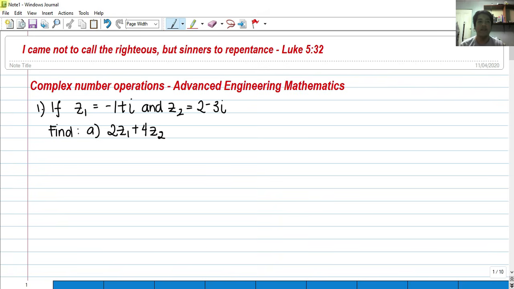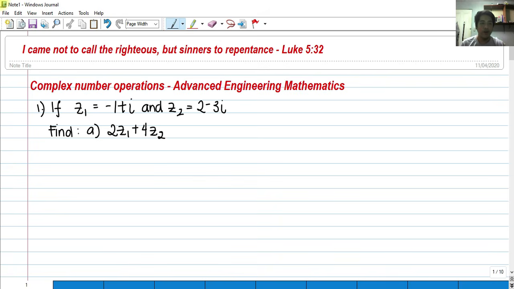So let's get started. A quick review of what a complex number is: it's composed of a real part and an imaginary part. And we know that most of the time, the notation to represent the imaginary number is I, and I is actually equal to the square root of -1. So for today, we're going to solve some problems involving complex numbers.